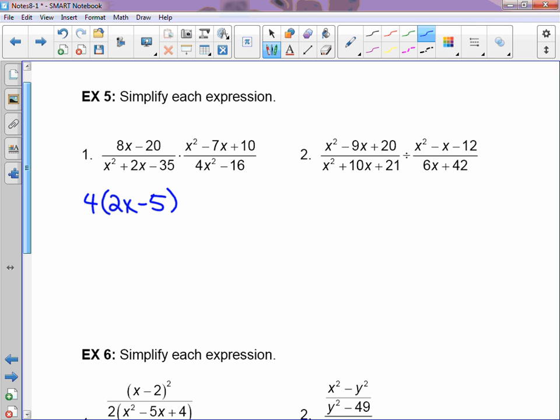Okay, and there you can do a quick check. If I just read that back through, would I get 8x minus 20? Now I'm going to factor the denominator. Not a lot of choices for 35, is there? Again, signs are different. So obviously 7 and 5, since this is plus, the plus goes with the larger number. If it was negative, the 7 would be negative. Any questions? Okay, so we're just factoring away on it.